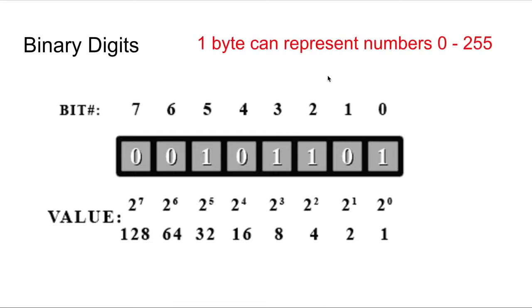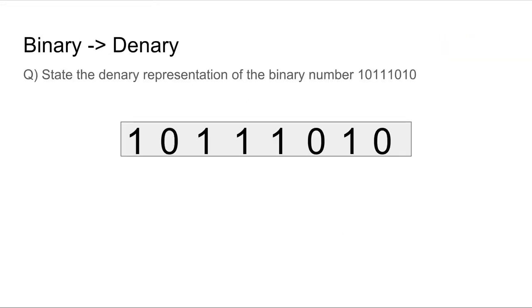So 1 byte can represent numbers from 0 to 255. So if all of this was 0, then we'd have the number 0. If all of this was 1, then we would have the number 255. And you might be asked that in your exam. So, binary to denary. State the denary representation of the binary number.